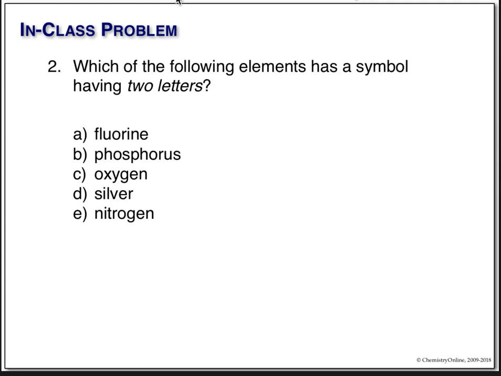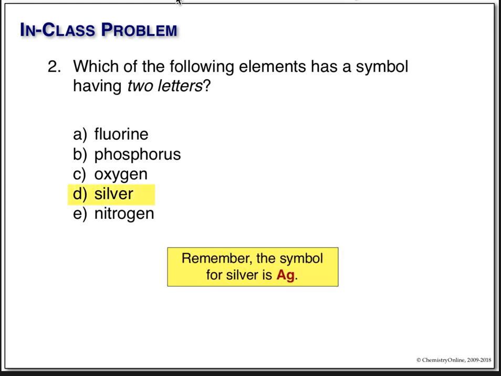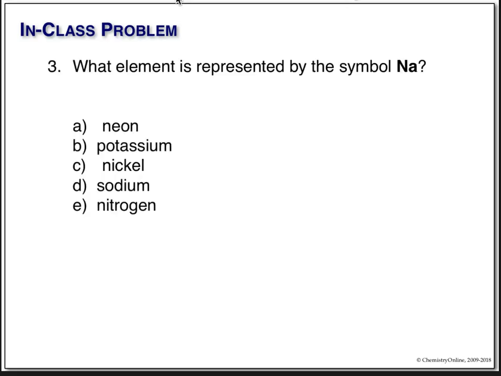Which of these has a symbol with two letters? Fluorine. Fluorine was over here in group 7. The first one is an F. That's a 1. Phosphorus. Phosphorus is right there. It's a P. Oxygen's an O. Nitrogen's an N. Remember silver. Silver was Ag. Gold Au. Na, you never can forget Na. What is Na? Sodium.